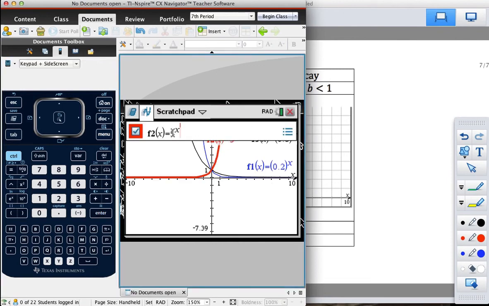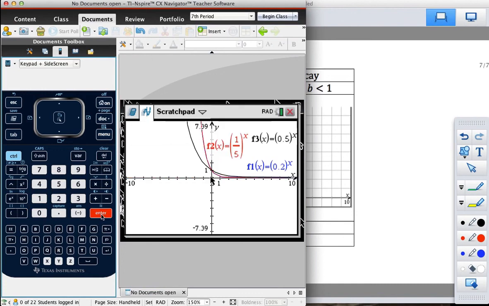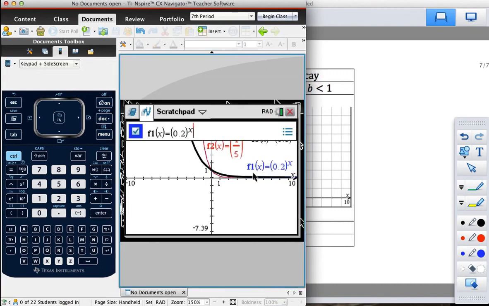Let's change this base number of 5. We already did 0.5, so let's try 1/5, raised to the x power. Let's see, what did I, oh, where's my blue? Oh, there it is. Why is it not showing? Oh, I know why it's not showing, because 1/5 is equal to 0.2. All right, let's change this 0.2. My goodness, this is really going to kill me. Let's change it to 0.75. Okay, so at least we can see 3 different graphs.